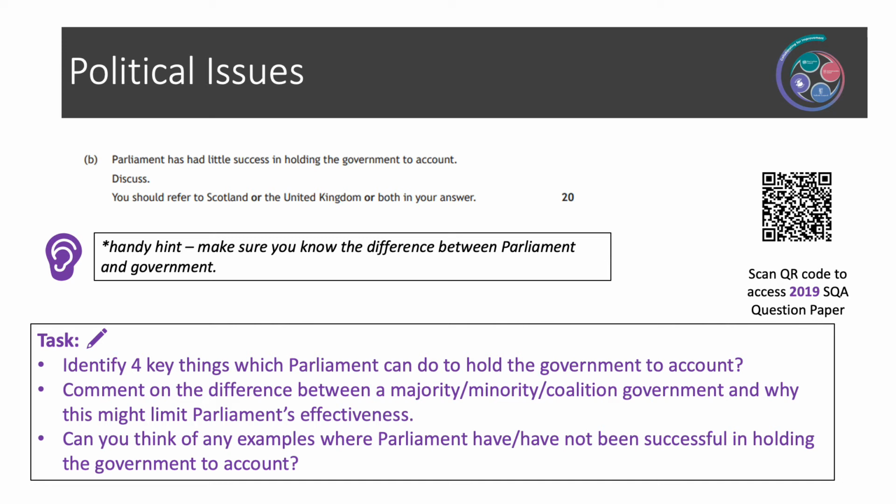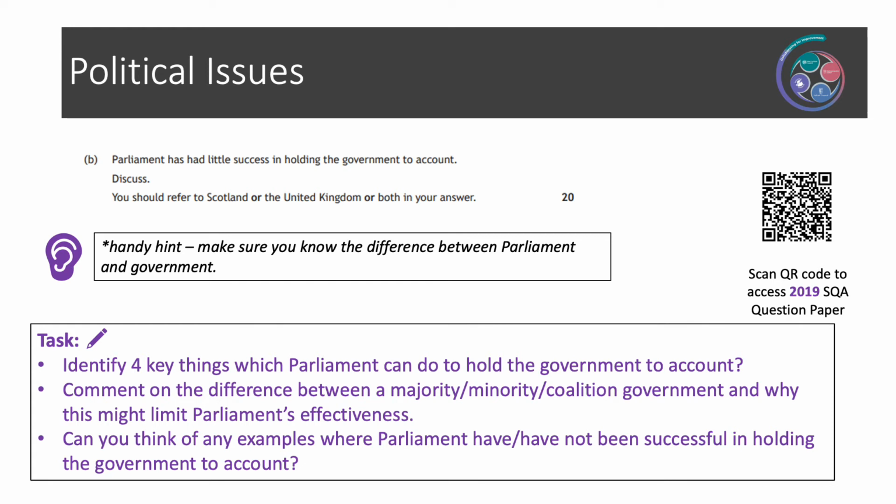So currently that's SNP for the Scottish Parliament and the Conservatives for the UK Parliament. Parliament is all of the other parties, the opposition and the other parties against the government. What do they do in order to hold the government to account?